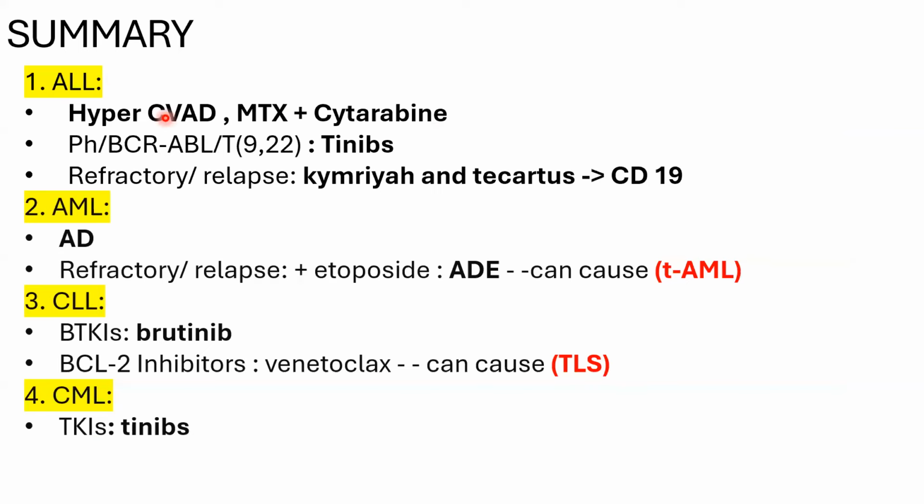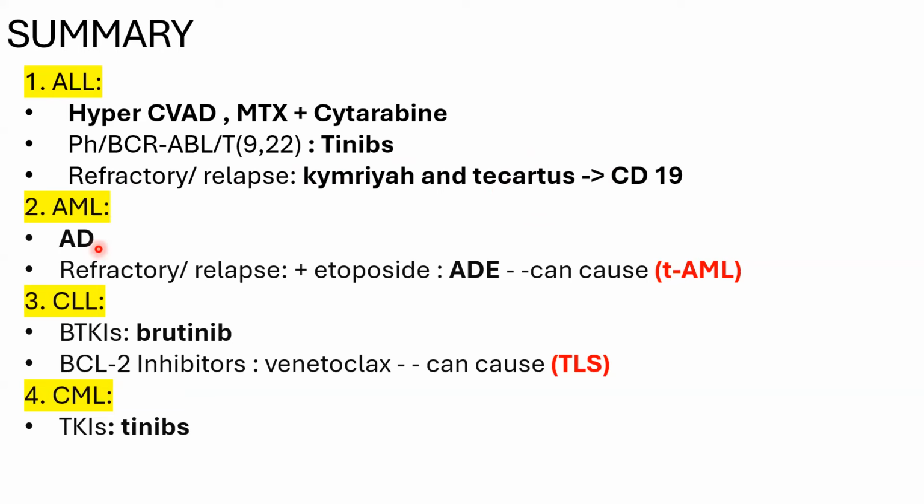Like we said, for ALL, we have the hyper-CVAD, first course A, and then course B is methotrexate cytarabine. Remember that if you see any of these in the question, the treatment would be the TKIs, the tyrosine kinase inhibitors. And if it's refractory or relapsing ALL, we add CD19 inhibitors. For these, if the doctor were to ask about it, the option would be CD19 inhibitor, not the names. However, just keep them in mind.